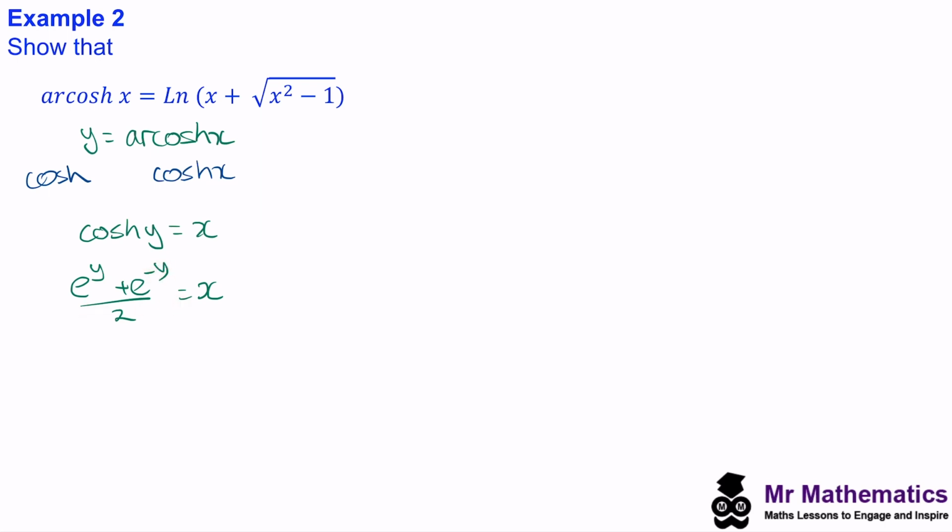So we'll multiply both sides by 2, and we get e to the y plus e to the minus y equals 2x. And then we'll cancel out this e to the negative y by multiplying both sides by e to the y. So we'll multiply e to the y by itself, and we get e to the 2y. When we multiply e to the y by e to the negative y, we add these two powers, so we get e to the 0, which is 1, and this is equal to 2x e to the y.